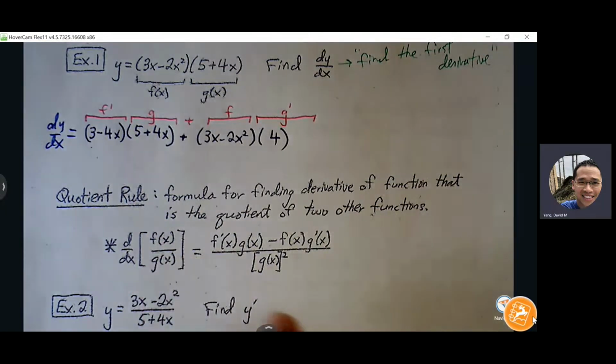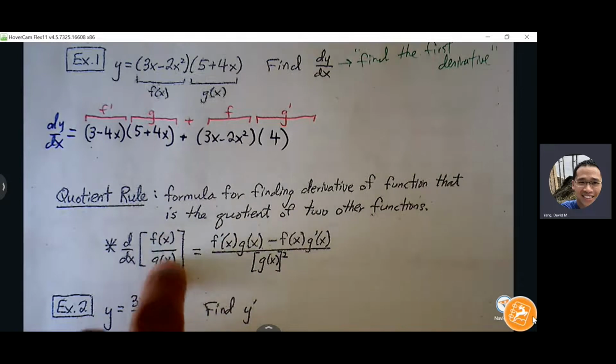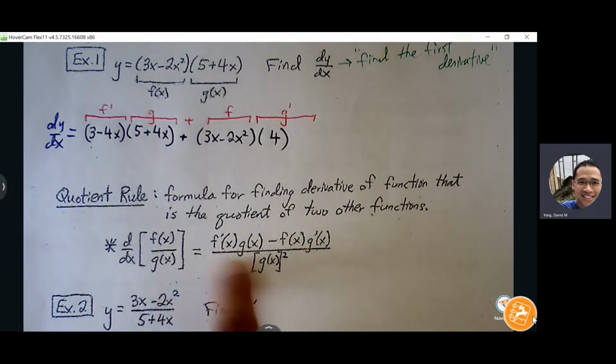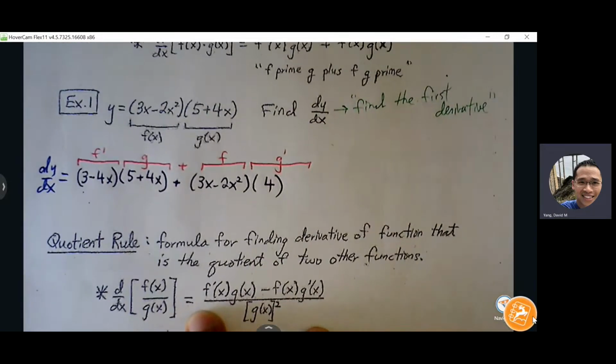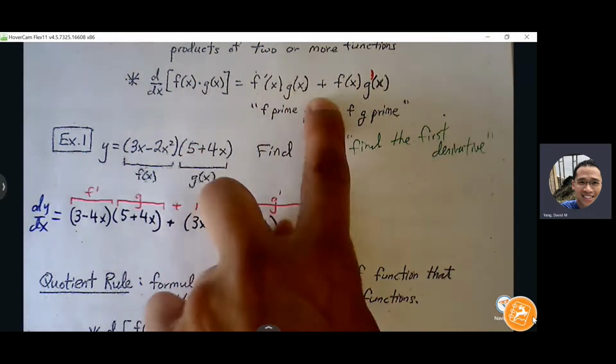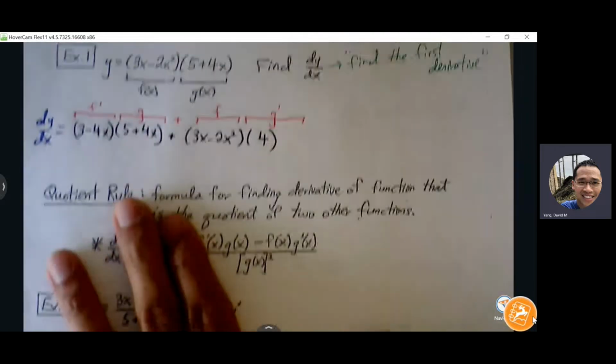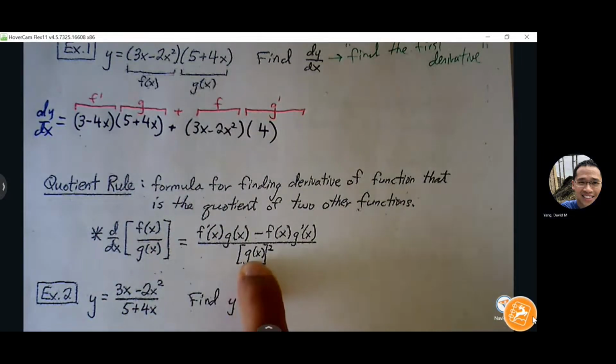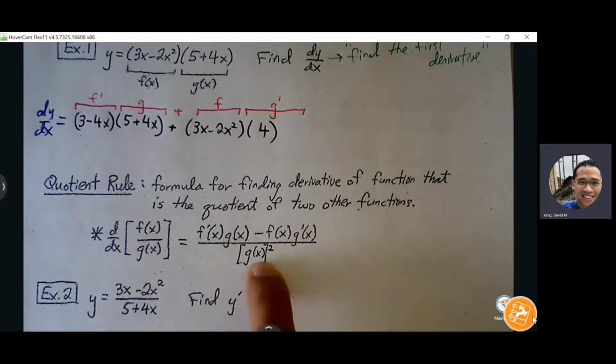So here's quotient rule. Numerator is f, denominator is g, and it's going to look a lot like product rule. Instead of f prime g plus f g prime, it's going to be f prime g minus f g prime. But then there's this additional part that a lot of students forget: there's also a denominator portion for your derivative. It's the denominator squared, this g of x squared.